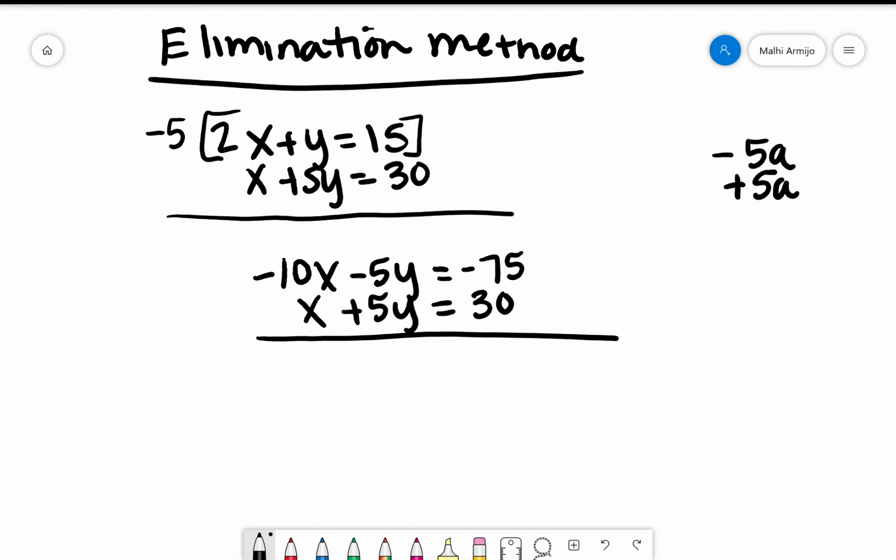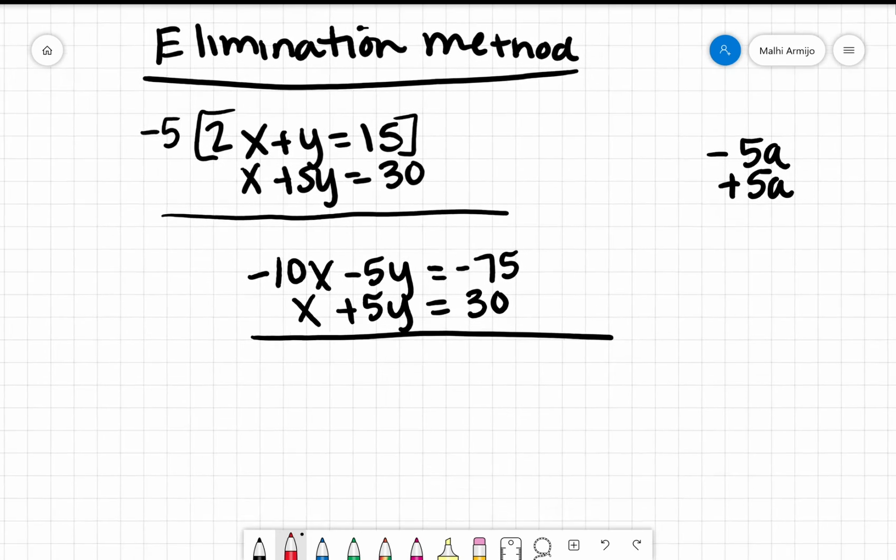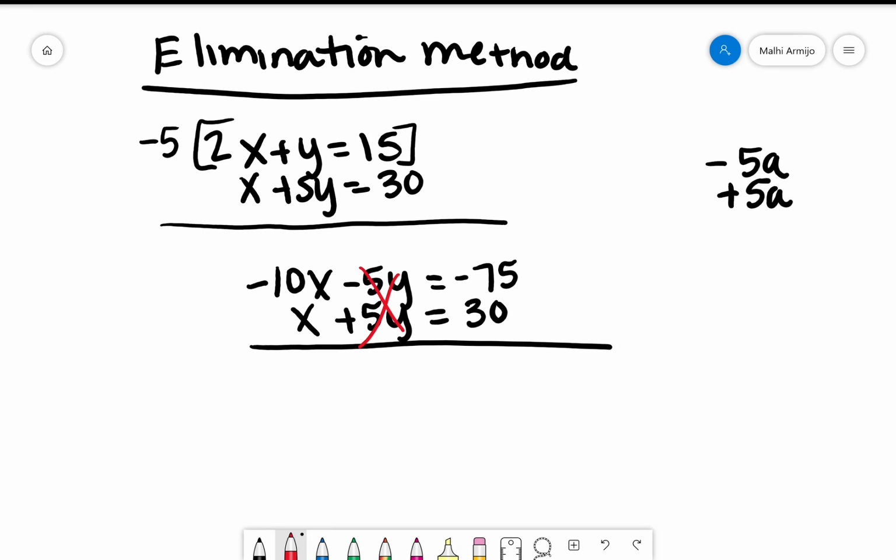Now, when you're working with the elimination method, you're going to think about lining them up. It's a vertical alignment, and you're working with them vertically. So I cross out the two terms that have the opposite signs with the same variable. Then on the other side, I end up with negative 9x is equal to negative 45. Remember, you're just combining them vertically.